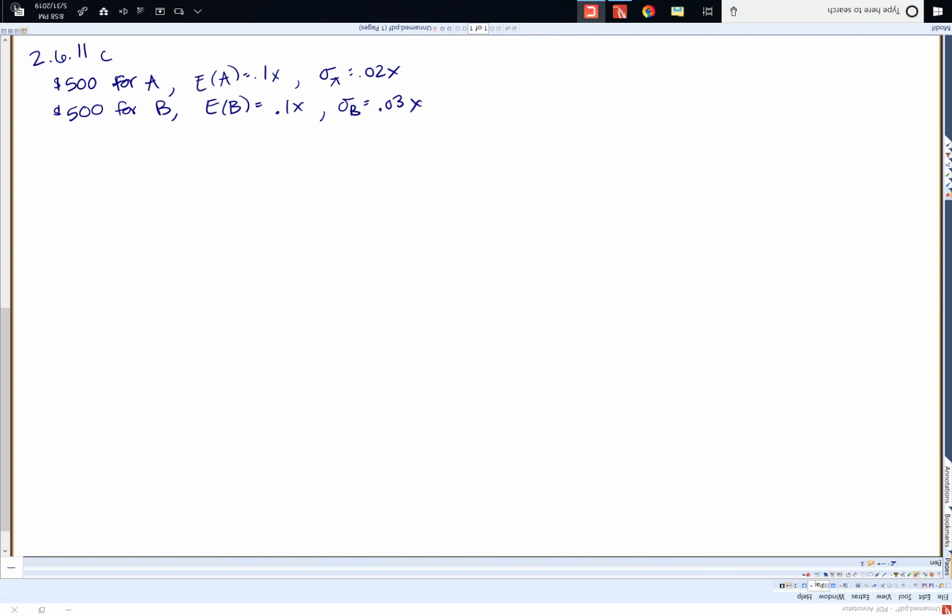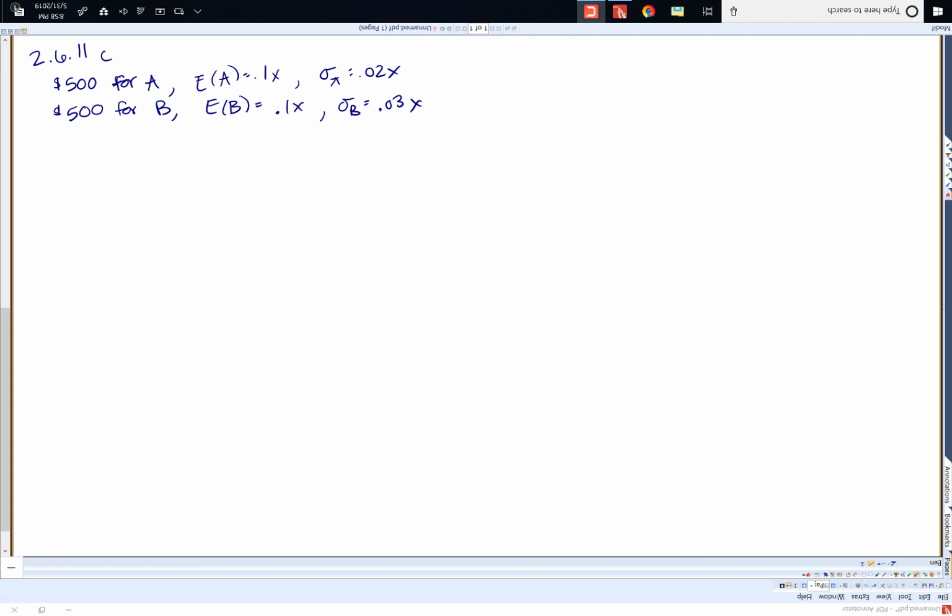So 2.6.11c, we're going through and we told us to put half of our money in Fund A and half in Fund B. So that would be, they said $1,000 total. So 500 in A, 500 in B. So we can find the expected value and standard deviation for each of these based on putting 500 in. Because it said X is just the amount that I put in it.